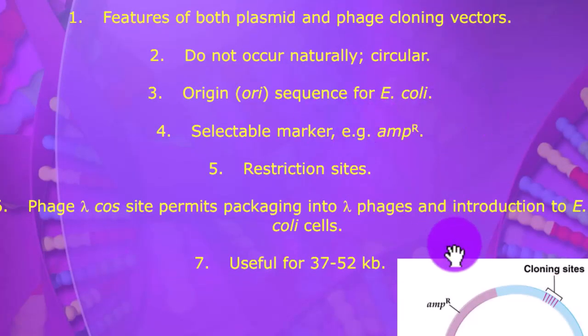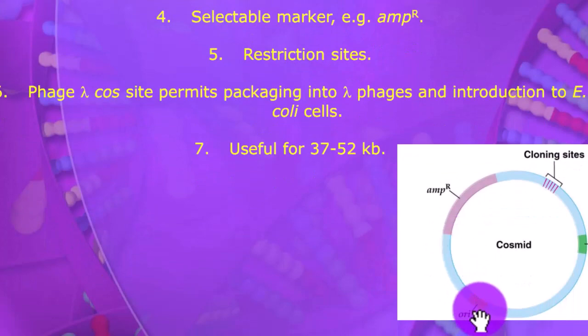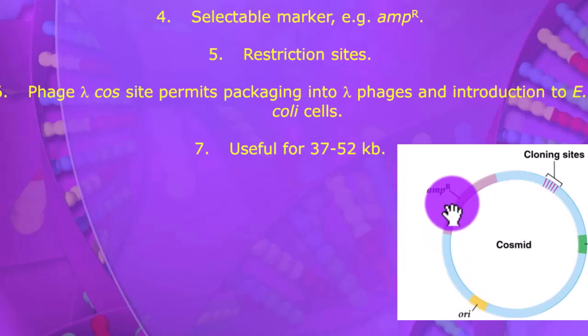Circular, origin, here the origin, selectable marker, ampicillin resistance gene, cloning sites, cos site, permits packaging into lambda phage and introduced to E. coli cells.